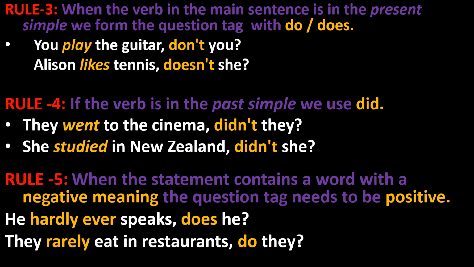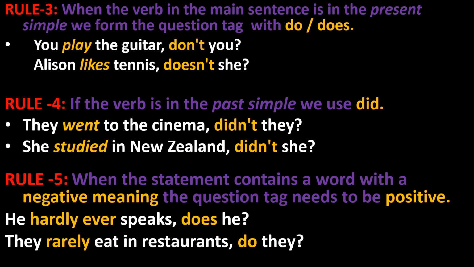Alison likes tennis, doesn't she? Here likes is a verb. We use does in place of likes: doesn't she?